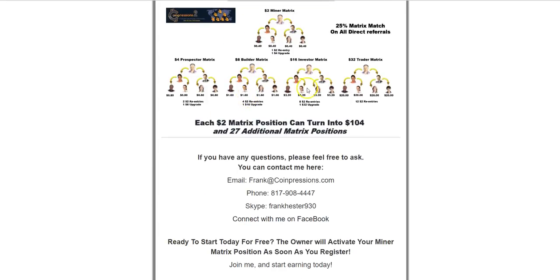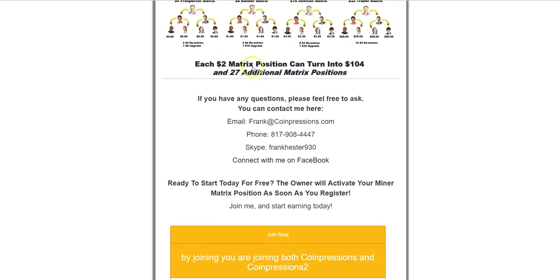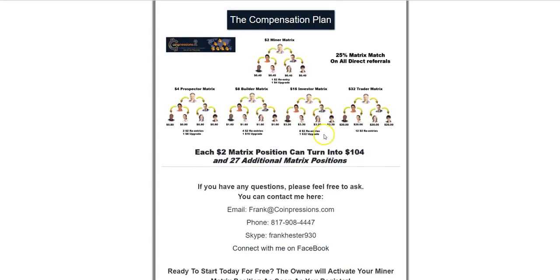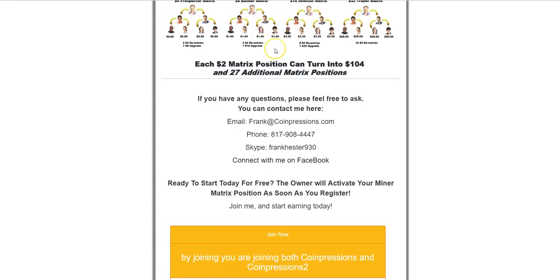That is here. A comp plan image here, which basically just talks about what the pay is at each level, how many reentries, how many upgrades you get when you cycle at each level, the 25% match. Each $2 position can turn into $104 and 27 additional positions, and that is true. Someone asked me why we didn't remove that when we changed it, because that didn't change. It's still true. Each $2 position, when it cycles all the way through stage 5, will create and kick off $104 in commissions, and 27 additional $2 miner matrix positions.